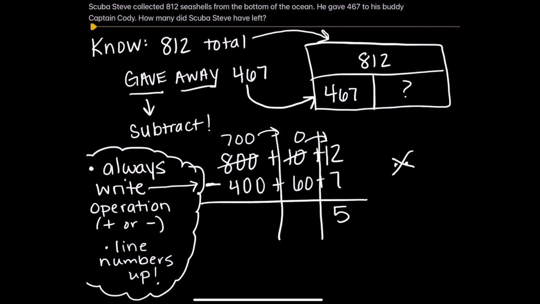Now moving to the tens place. So I had to get 100 from the hundreds place. So the 800 changed into a 700. And then I moved the 100. I'm just rearranging. I'm just regrouping. I moved the 100 to the tens place.